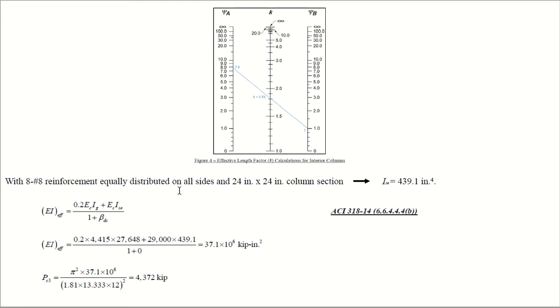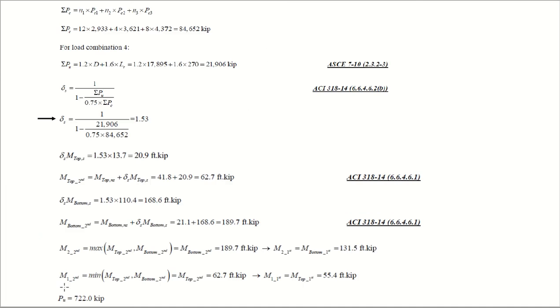Now with 8 number 8 reinforcement equally distributed on all sides and a 24 by 24 inch column, ISE is equal to 439.1 inch^4, where this equation needs to be addressed. You know the value of this, it is 0. You know all the other coefficients, for example 0.2, you know EC, you know IG, you know ES, the elastic modulus of steel, and you know ISE, which you just calculated. From this equation you got 37.1 into 10^6 kip inch squared. So PE3 is equal to, you put this value of EI over here, and found that 4372 kips is the value of PE3.